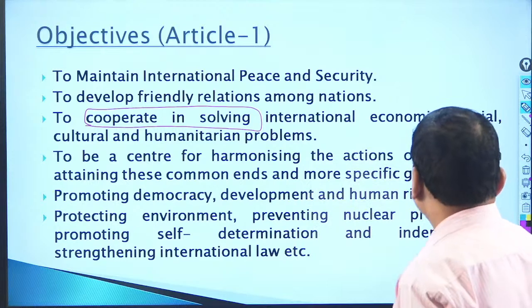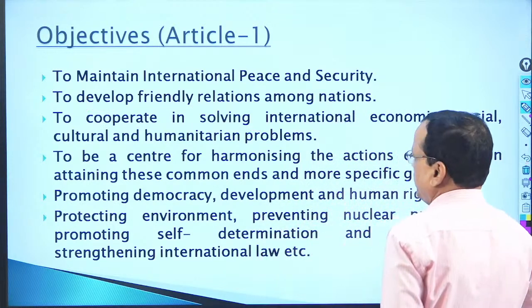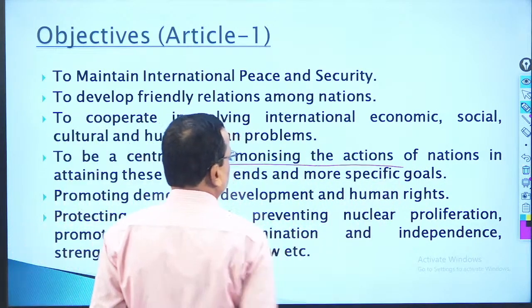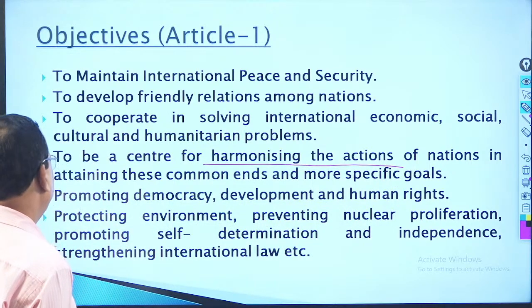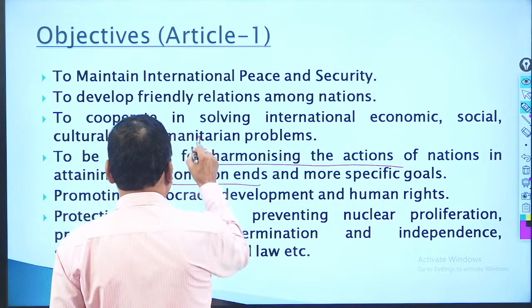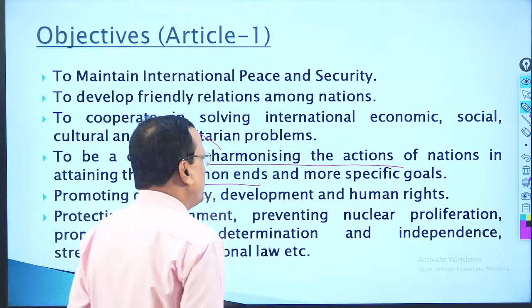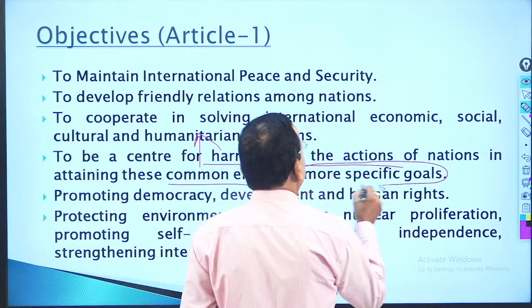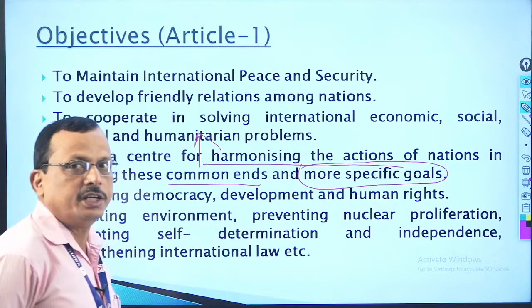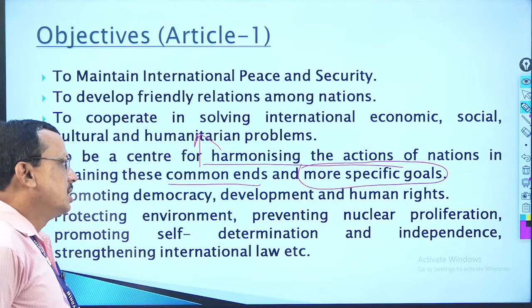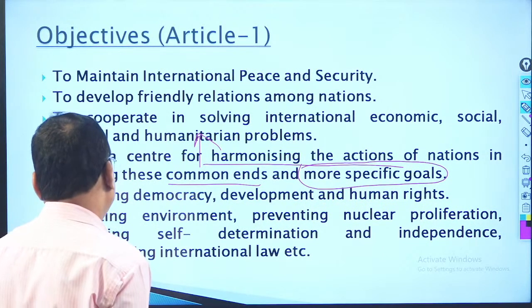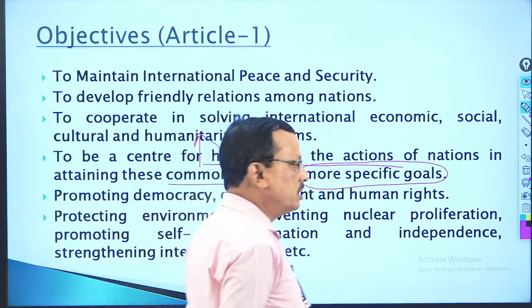Fine. Then the next objective is to be a center for harmonizing the actions of nations in attaining these common ends and any more specific goals that may emerge in the course of time. So the United Nations will act as a center for harmonizing the actions of the nations in attaining these common ends and more specific goals. Hope it is clear to you.